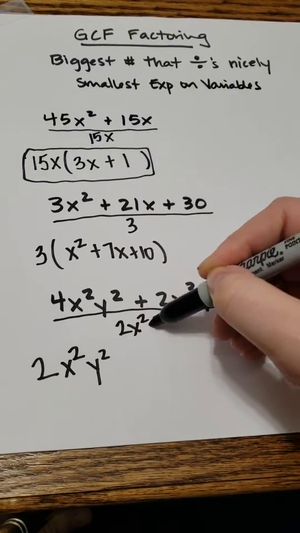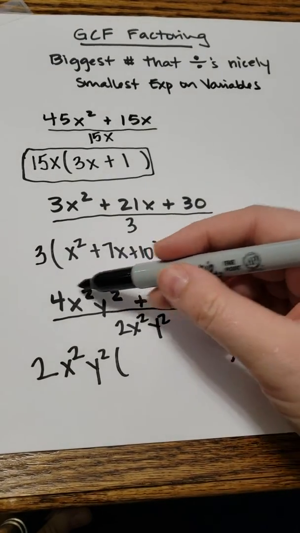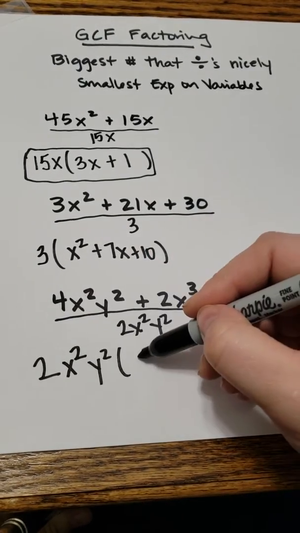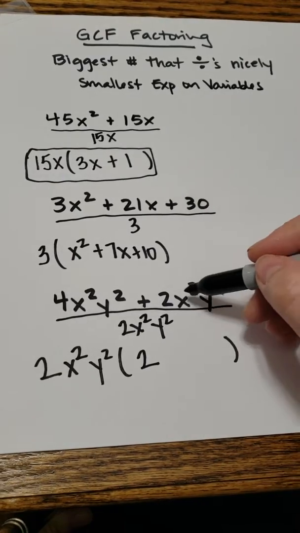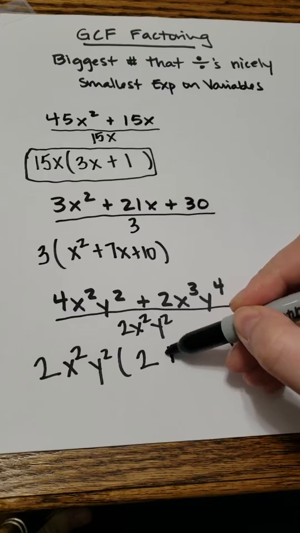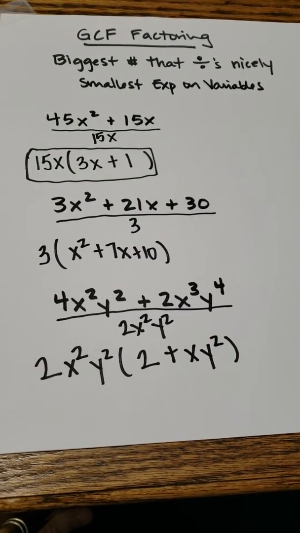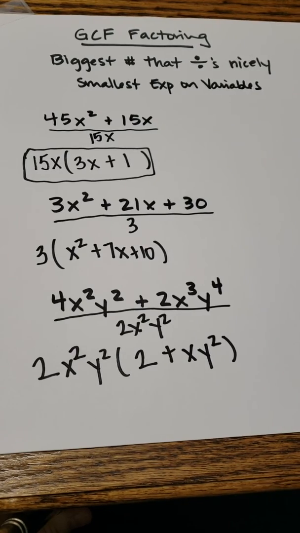So the whole thing gets divided by that GCF. We're going to write what we have left. So when I divide my first 2 terms here, we're going to be left with 2. And when I divide these terms here, we're going to be left with xy squared. And we would be done. So that is GCF factoring.